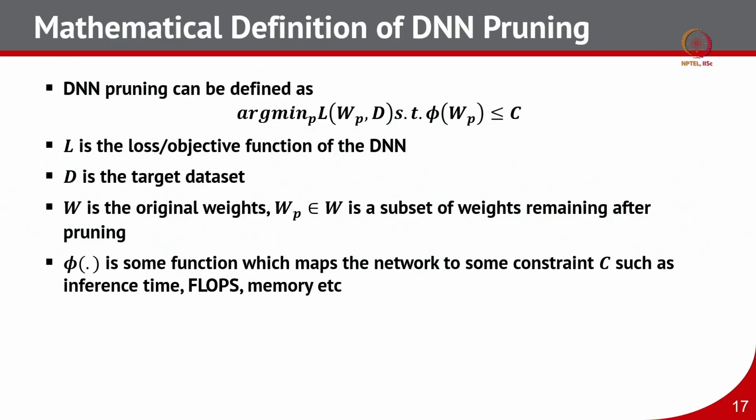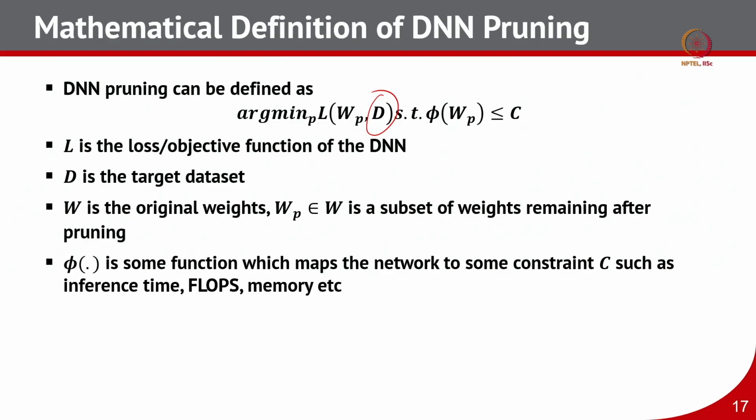Now let us see the mathematical definition of pruning, right. DNN pruning can be defined as arg min over P of L of W_P comma D, such that phi of W_P is less than or equal to C. Let us try to understand what this mathematical expression is trying to say. Here L is the loss or objective function of the DNN. You can think of it as a measure of accuracy, right. And D is the target data set. Let us say we are talking about MNIST or ImageNet, so those are the target data sets.